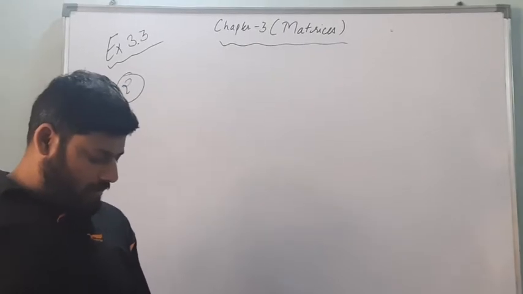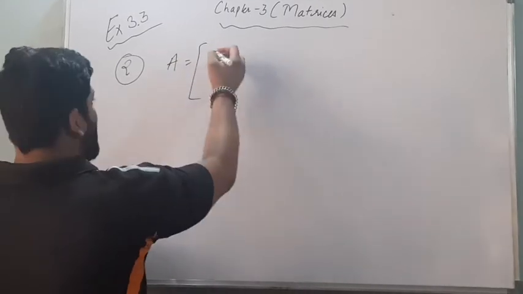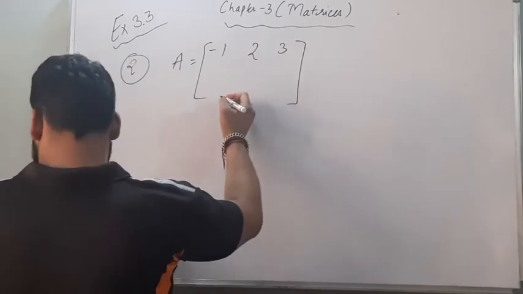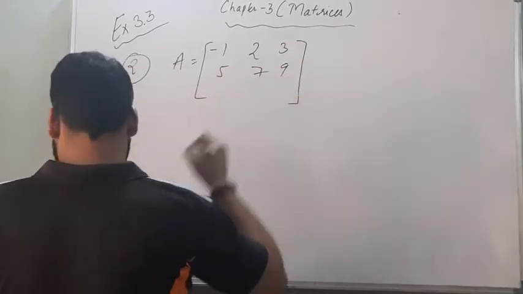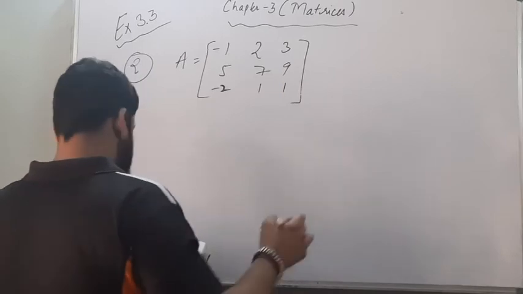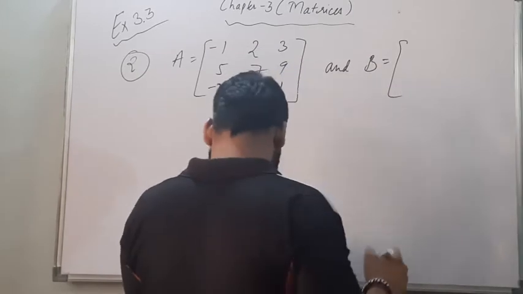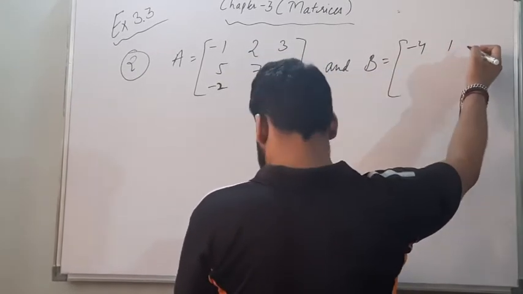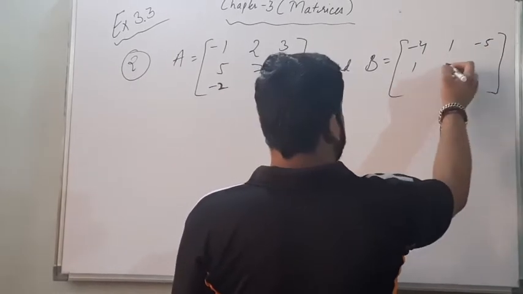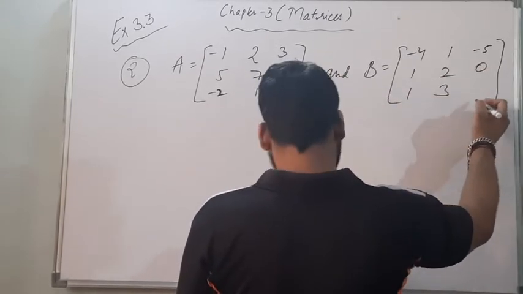Question number 2. Matrices are given. A matrix is: -1, 2, 3, 5, 7, 9, -2, 1, 1. And matrix B is: -4, 1, -5, and 1, 2, 0, 1, 3, 5.